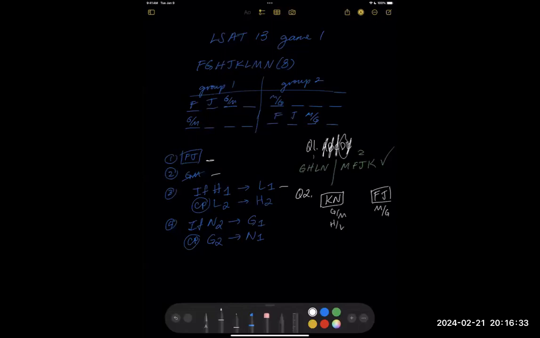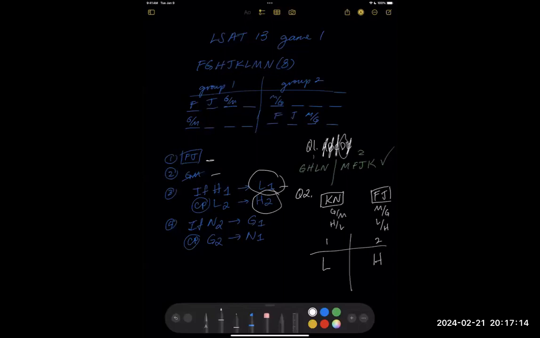So H and L would have to be separated in order for us to have 4 on one side and 4 on the other. Now, I'm not saying that I know for sure that this is group 1 and this is group 2. Okay, I'm just making it so that we're splitting them up into 2 equal groups of 4. Knowing that H and L have to be separated in order for this to work, I actually now know what group L is in and what group H is in. So because they have to be separated, L is definitely in group 1 and H is definitely in group 2.